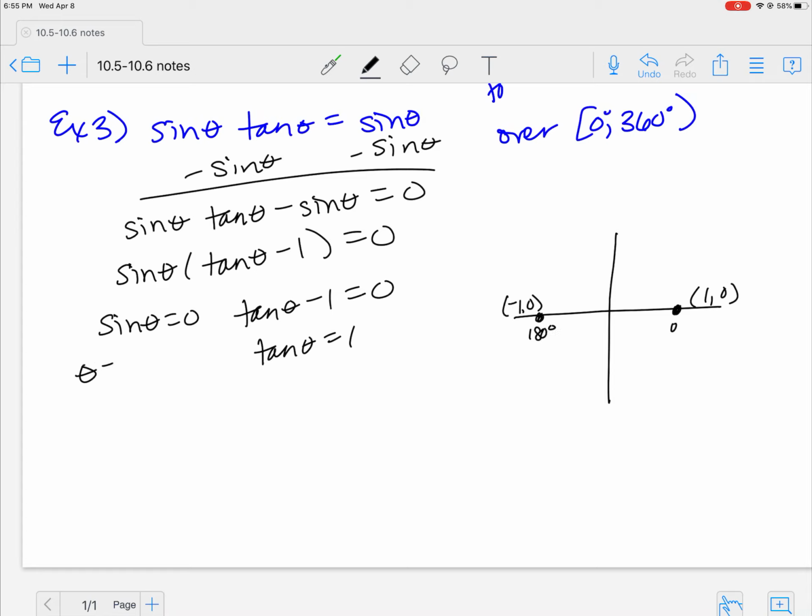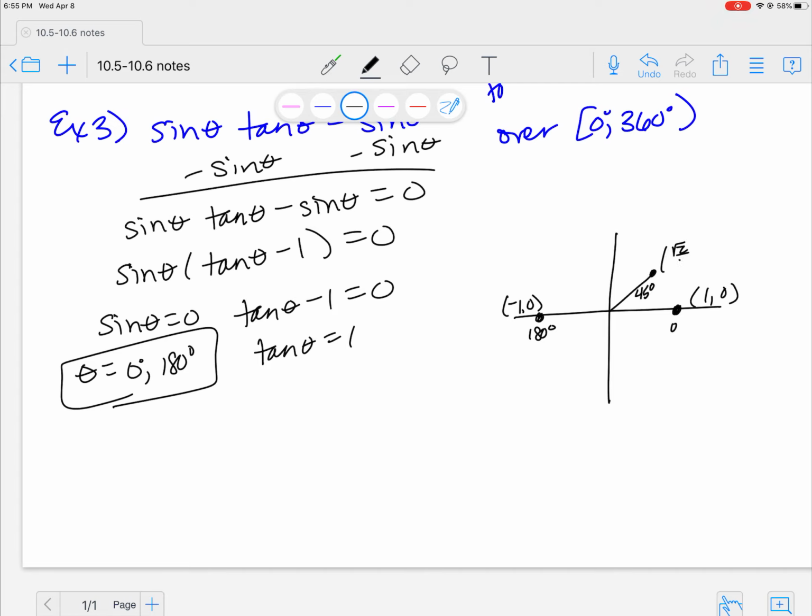I want to know where is sine equal to 0. Over here at 0, because that's my point, 1, 0. And then my point over here at 180, because I'm talking about degrees, is negative 1, 0. So theta is 0 and 180. Tangent at 1, now this is positive 1. Where do I have that? Good, up here at this 45 degrees, I have that square root of 2 over 2. And that takes it for tangent.